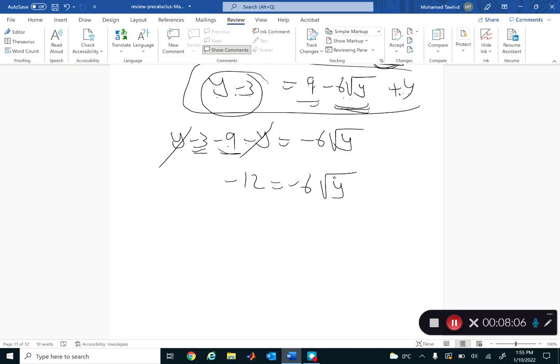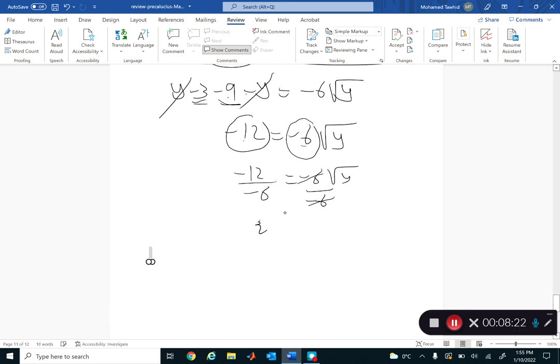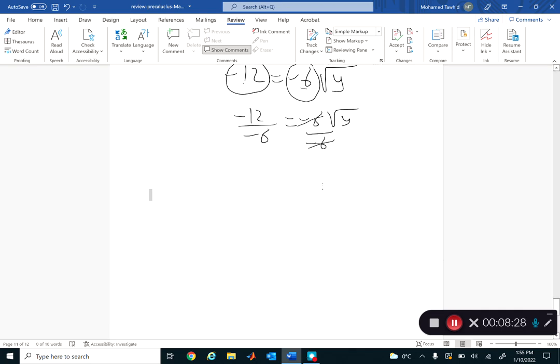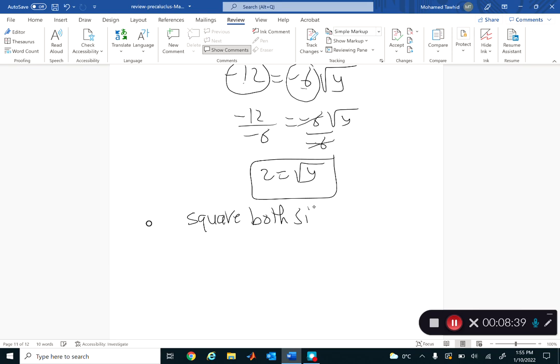So now I can divide and solve this. What happens if I divide both sides by negative 6? Negative 6 cancels with negative 6. So what did you get here, guys? You get 2 equal to square root of y, right? So how to get y from here? Square both sides. If I square both sides, you will get 4 equal y, and that is our solution.